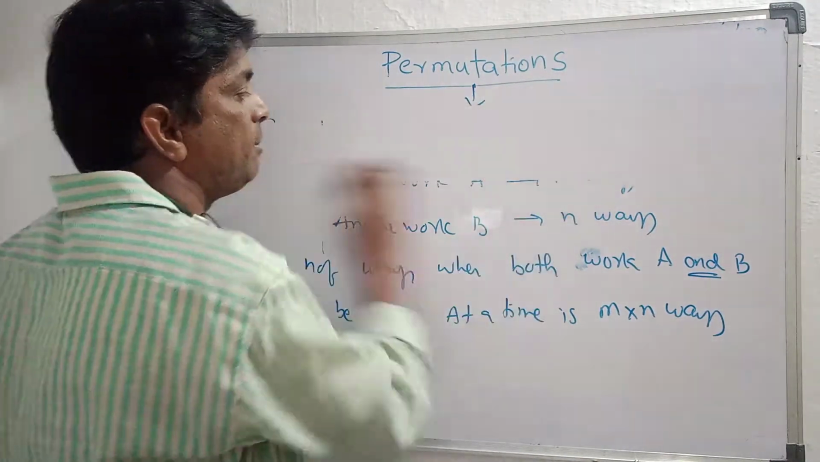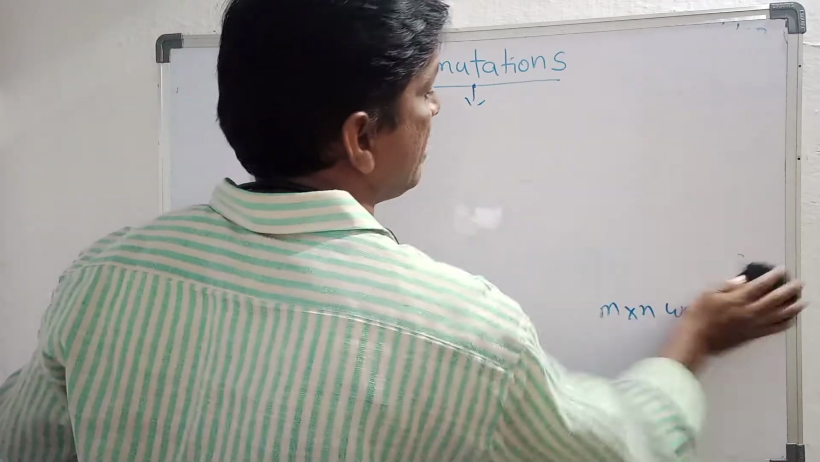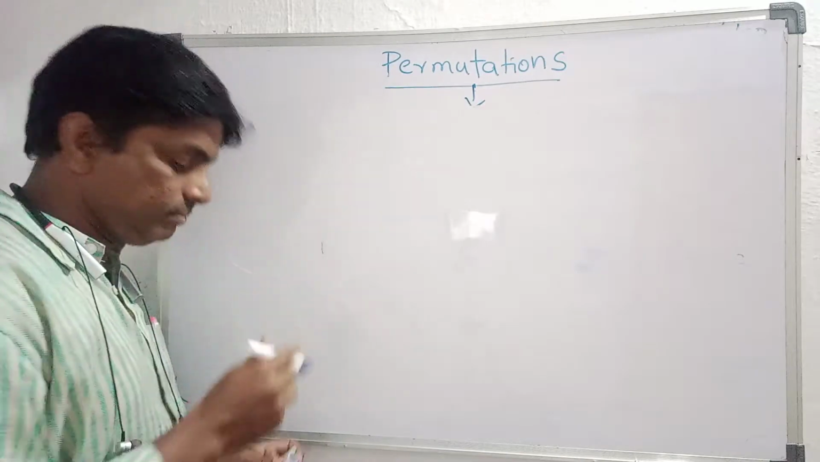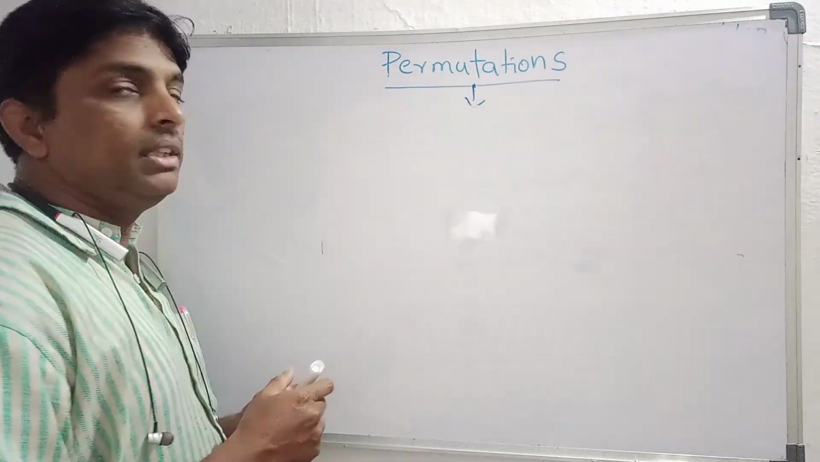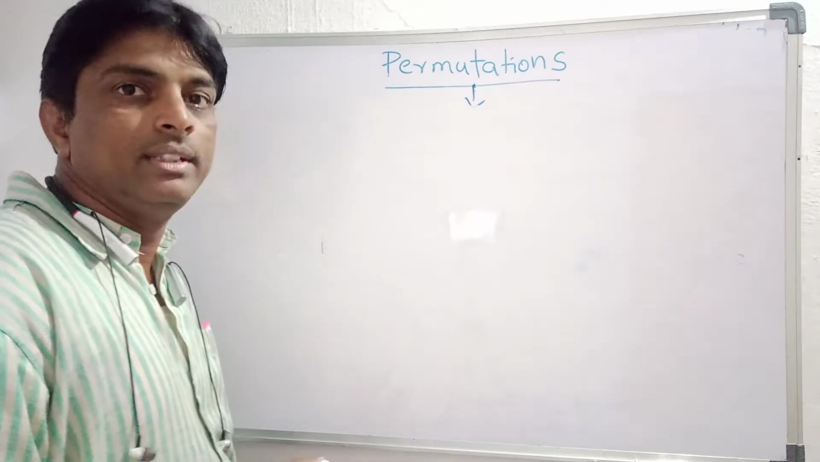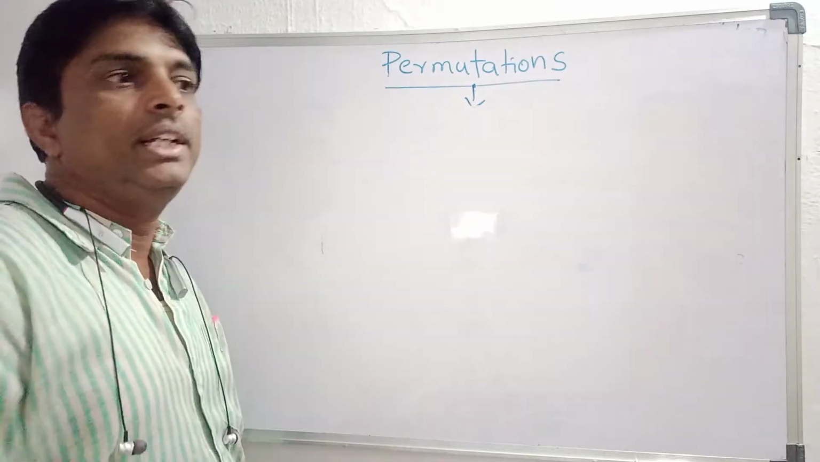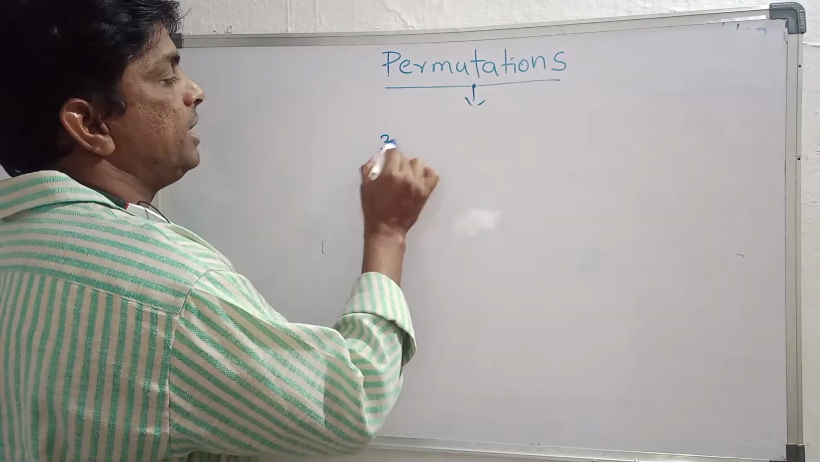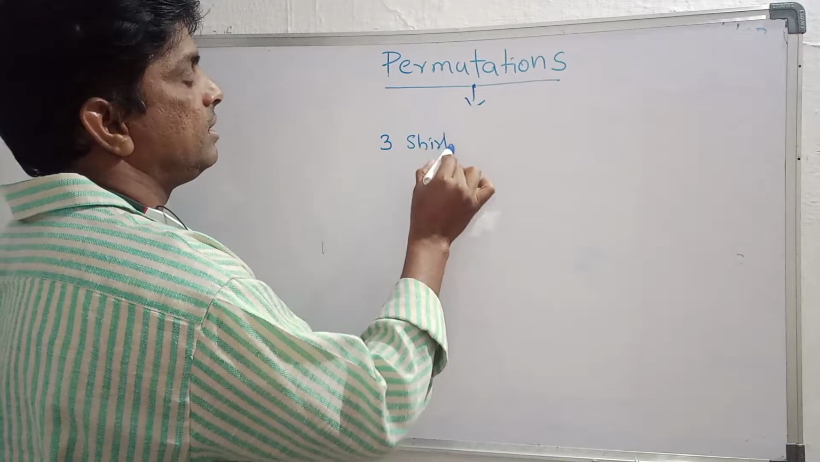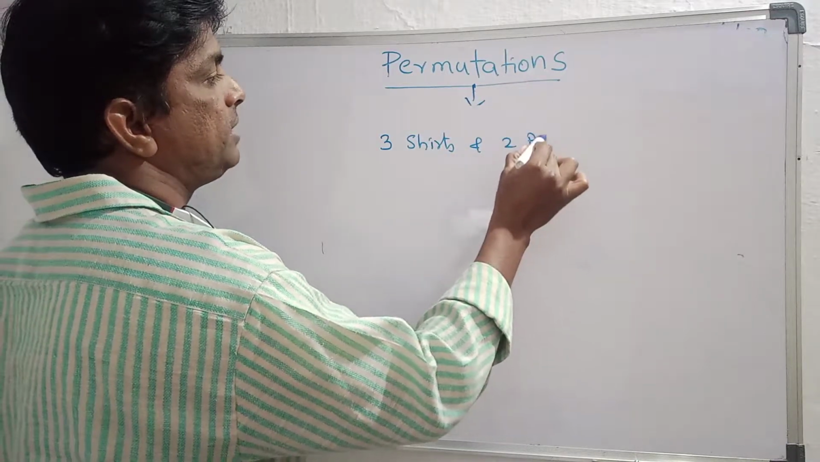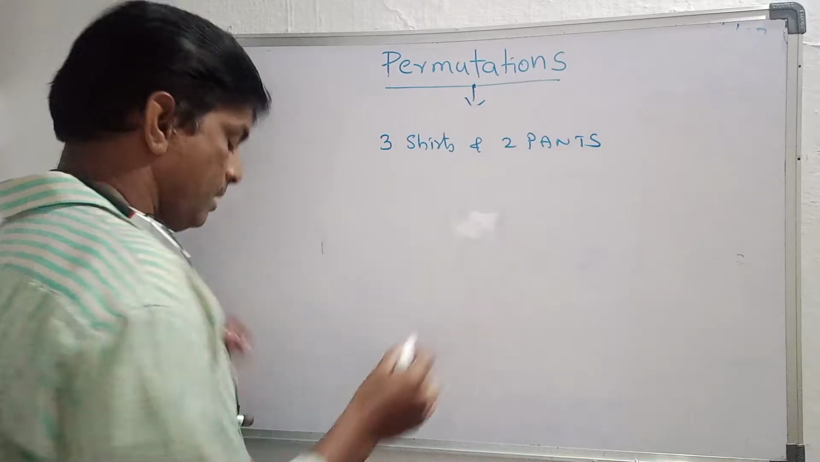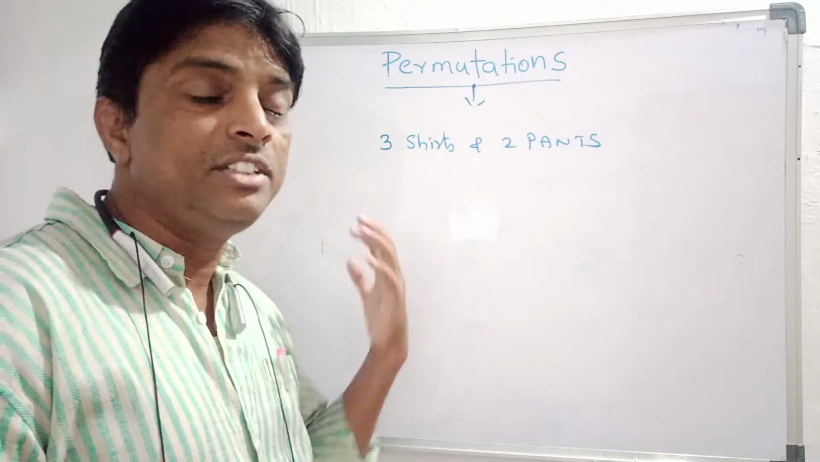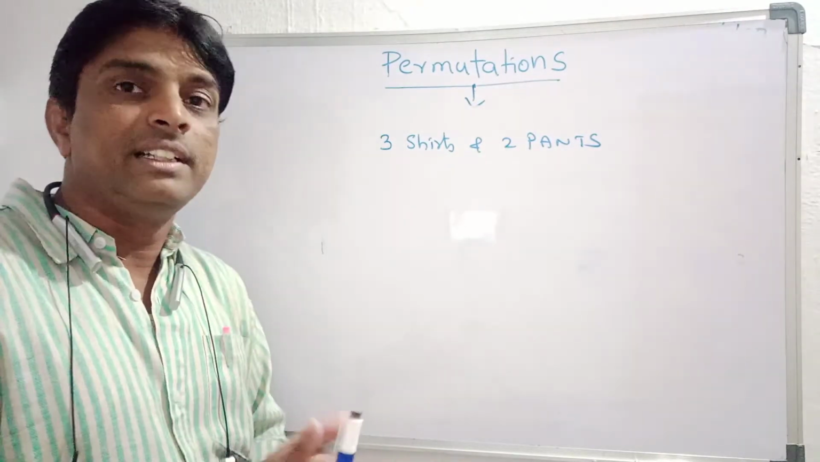Let's take an example from a daily life situation to understand the meaning of this counting principle of multiplication. Suppose a student has a birthday. He went to a shop and purchased three shirts and two pants. Now let me find out how many ways he can dress up for his birthday.